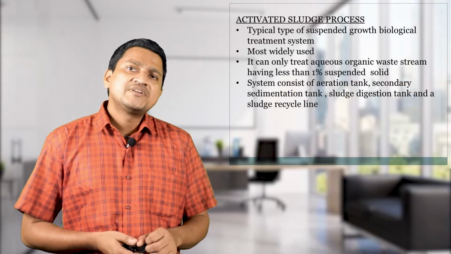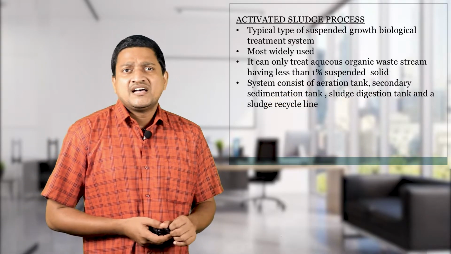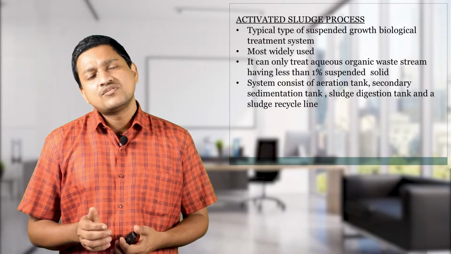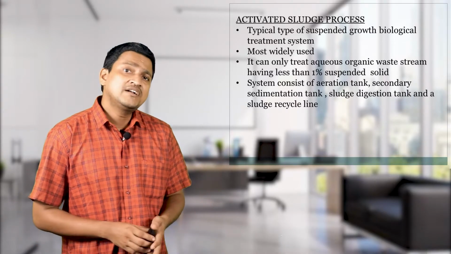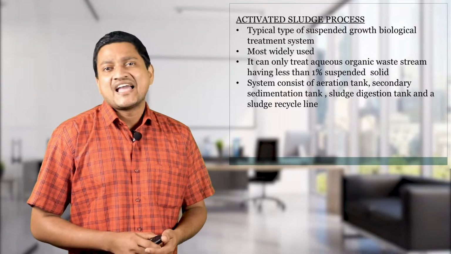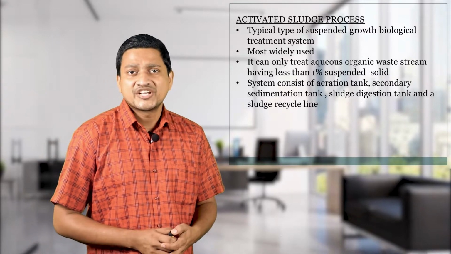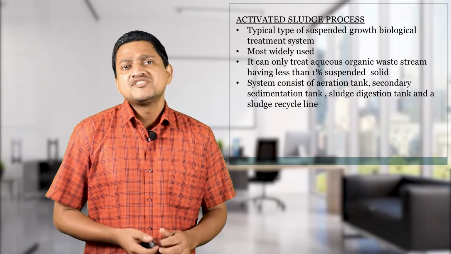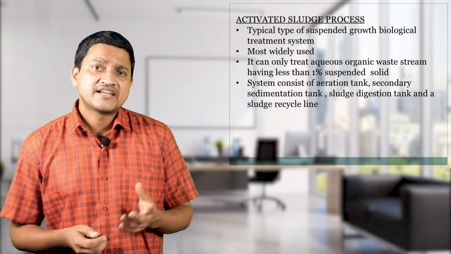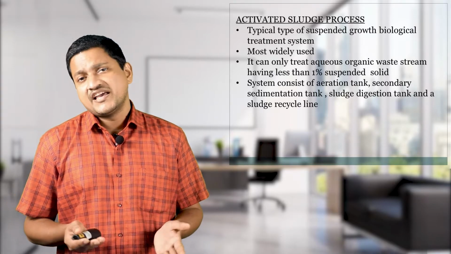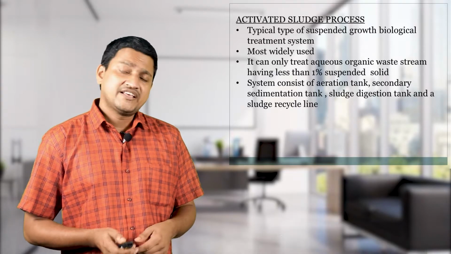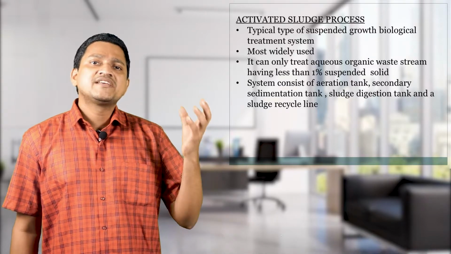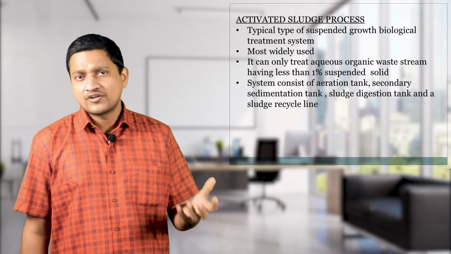Next is the activated sludge process. It's a typical suspended growth biological treatment system, and is also the most widely used one. It can only treat aqueous organic waste streams having less than 1% suspended solids. The system consists of an aeration tank, secondary sedimentation tank, sludge digestion tank, and a sludge recycling line. Activated sludge means sludge that contains different types of microbes.